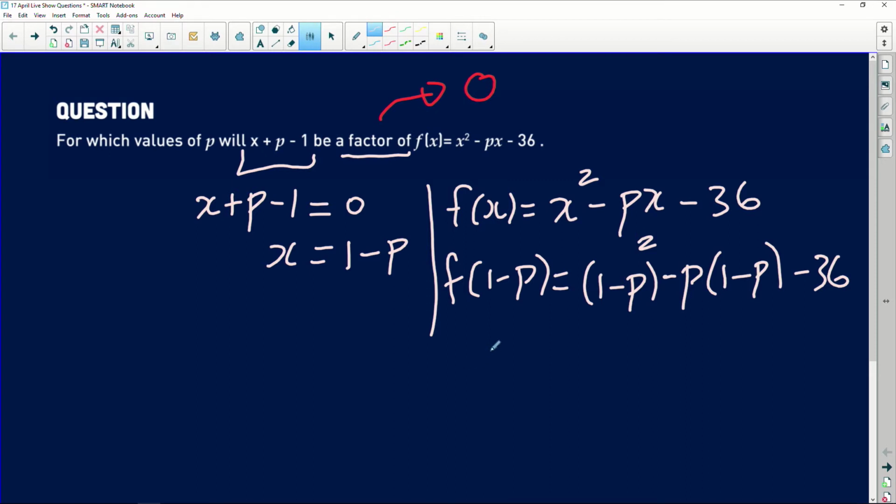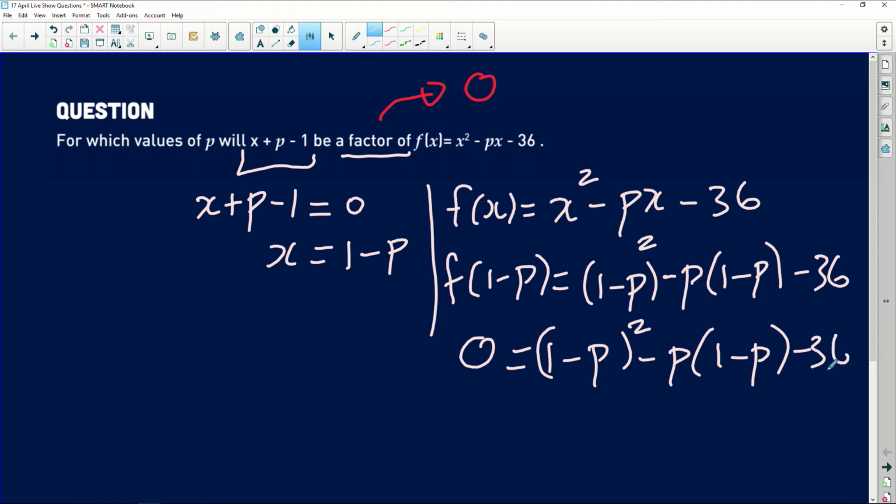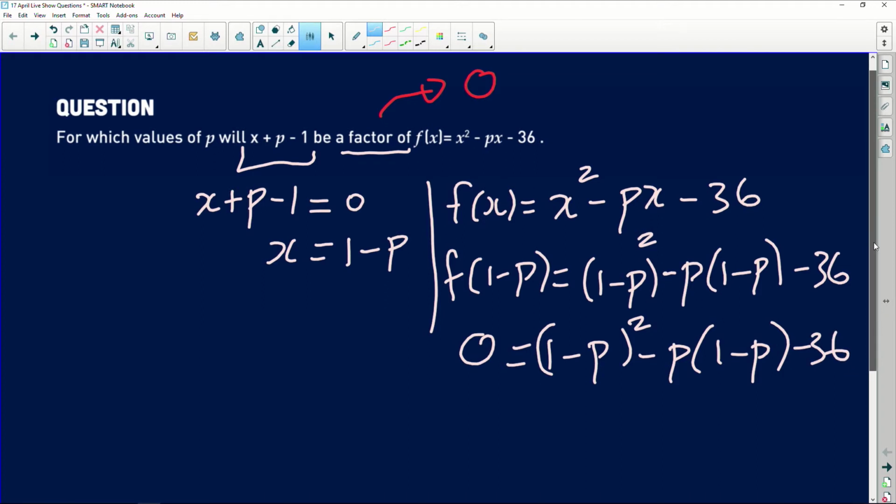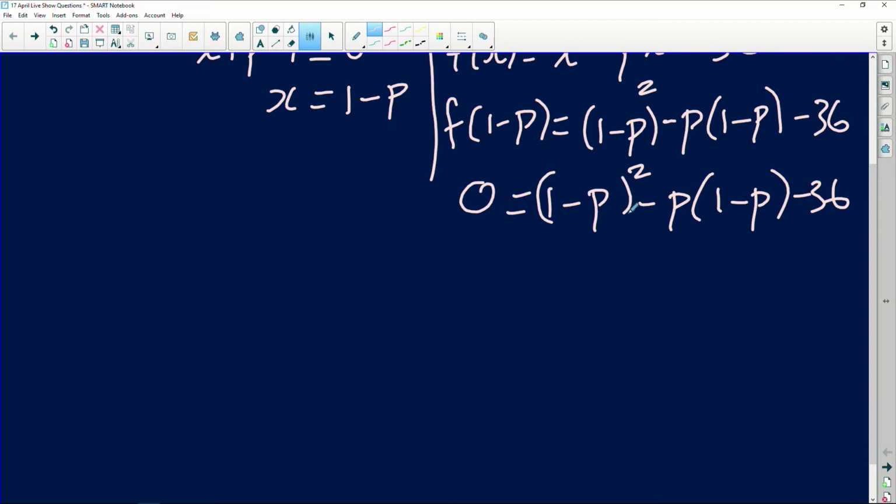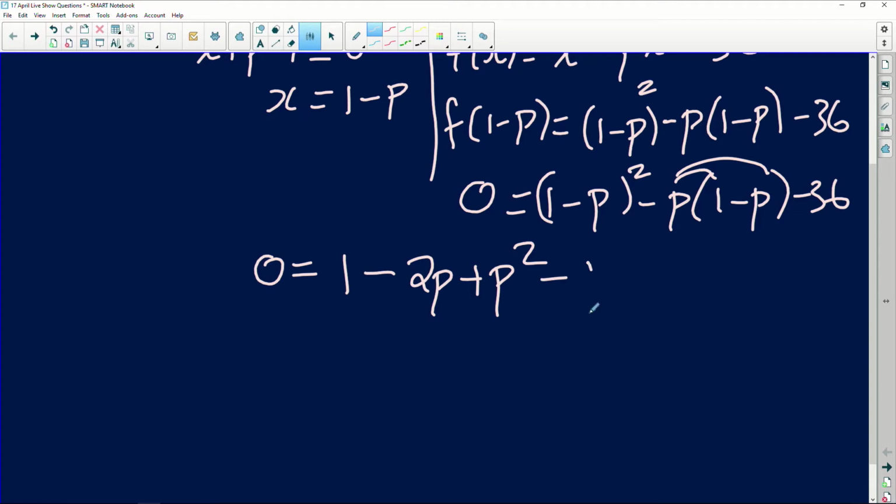When I put that as 0, we are going to have (1 minus p) squared minus p into (1 minus p) minus 36, and then we try to solve for p in this equation. If you look at it, it is a binomial squared. That's the first term we are looking at. So 0 is basically equal to, when you square the binomial, 1 minus 2p plus p squared. And then when you simplify by multiplication, negative times negative is going to give us positive p squared, minus 36.